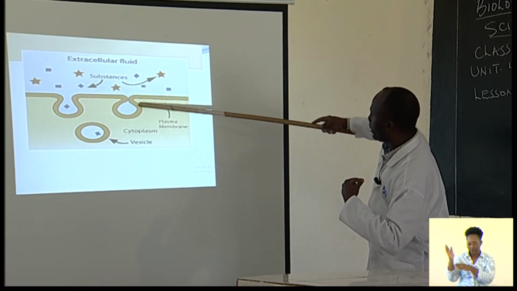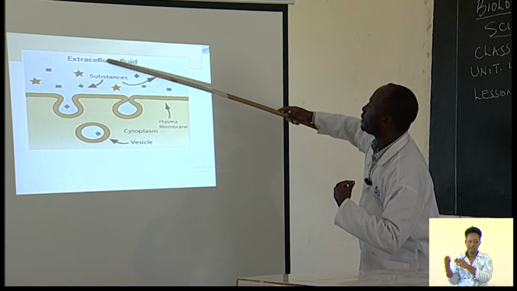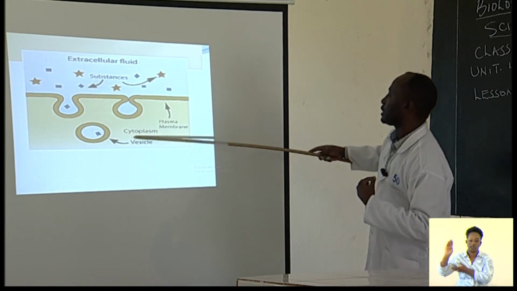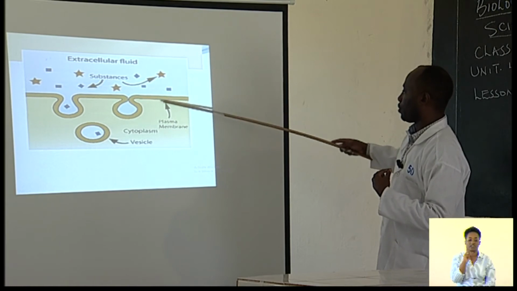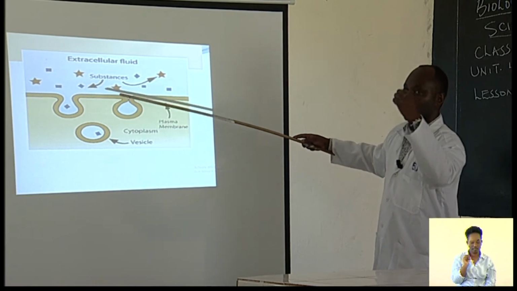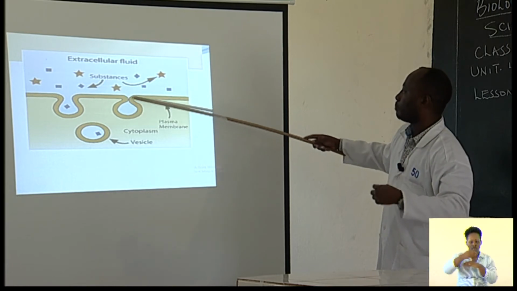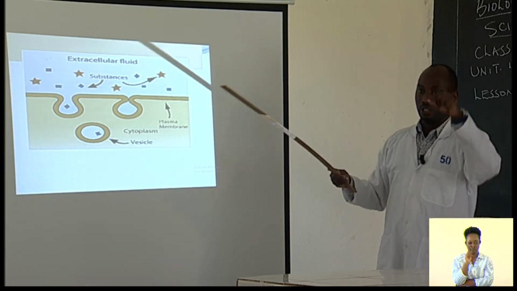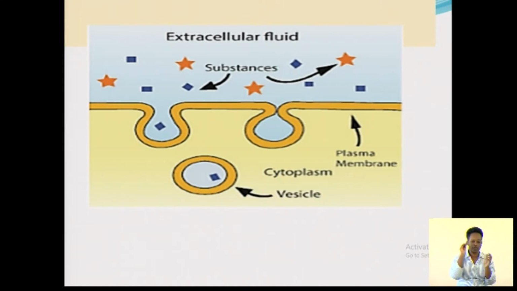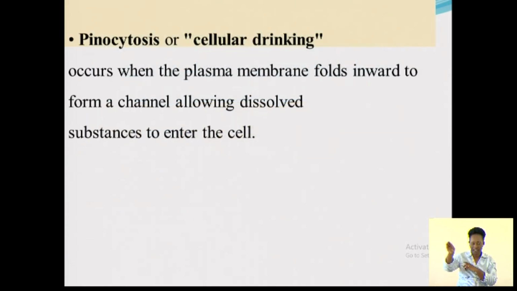After folding its membrane, the substance, the extracellular fluid, is taken from outside to inside, into the cytoplasm. This is the membrane fold, and the substance is going to be taken from outside to inside. That one is referred to as pinocytosis. Simply, it refers to cell drinking, taking liquid substance from outside to inside. The folding in forms channels, and through this the substance enters into the cell.